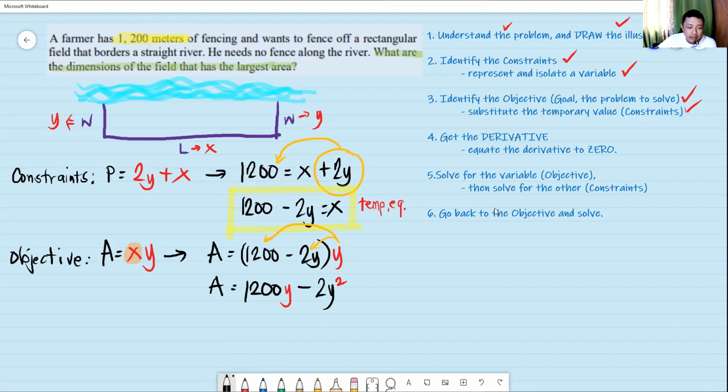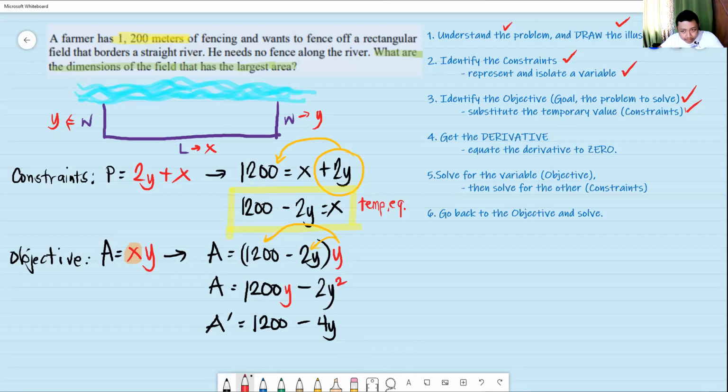What is the derivative of this? A prime will be equal to, what's the derivative? Type it in the chat box, please. Very good. Let's wait for the rest. What's the derivative of 1,200y minus 2y squared? Type it in the chat box. Very good. So this becomes 1,200, correct? Minus 4y. So we're done with getting the derivative.